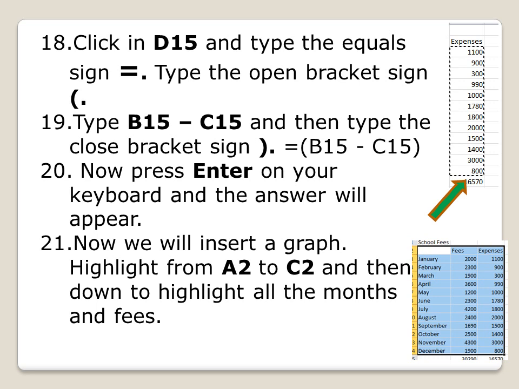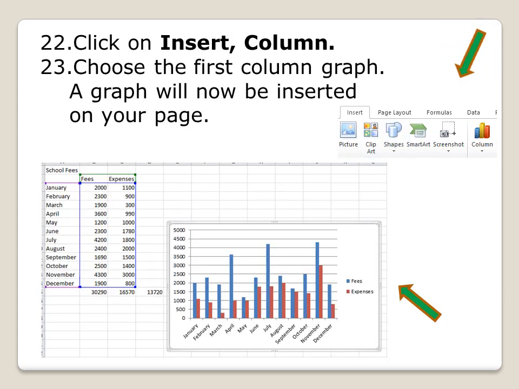Now we're going to do what we did last time. We're going to insert a graph. So highlight from A2 to C2 and then down to highlight all the months and fees. Then click on Insert, Column, and choose the first column graph. A graph will now be inserted on your page, same as we did last time. Just slightly different because now it has fees in blue and expenses in red.